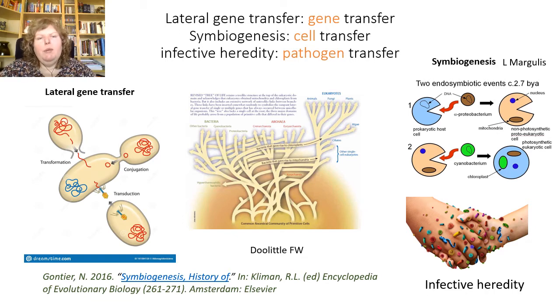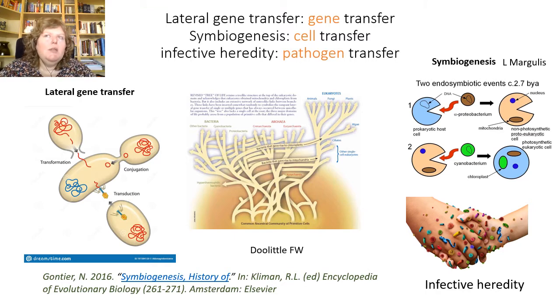And one form whereby reticulate evolution can occur is by means of lateral gene transfer. And that is something that occurs a lot within unicellular organisms such as bacteria. They can freely transfer genetic material amongst one another and sometimes also just pick up genetic material from that bacteria that they find in their surroundings, for example. Another form whereby reticulate evolution can occur is by means of symbiogenesis. And what happens there is that cells are being transferred.